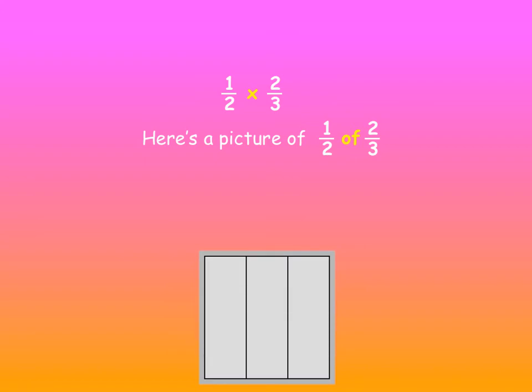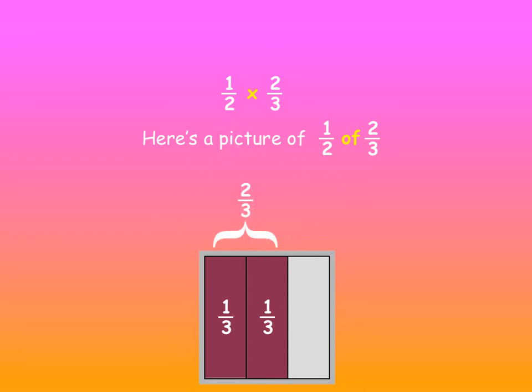So here's a picture of 1/2 of 2/3. So we start with 3 sections. 1/3 is brown, and another third is brown. That is 2/3. Now we'll take half of that third, and half of that third, and draw the extra line. Look at this. 1/6, 1/6. That is 2/6.